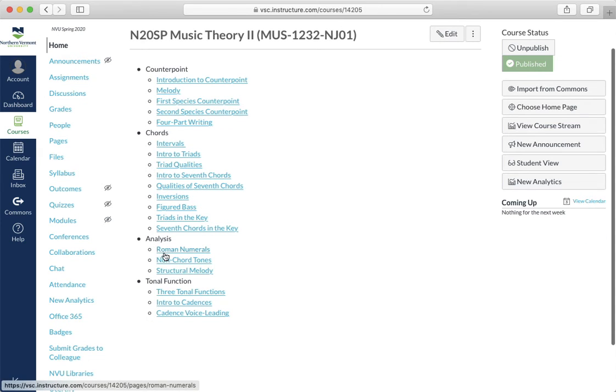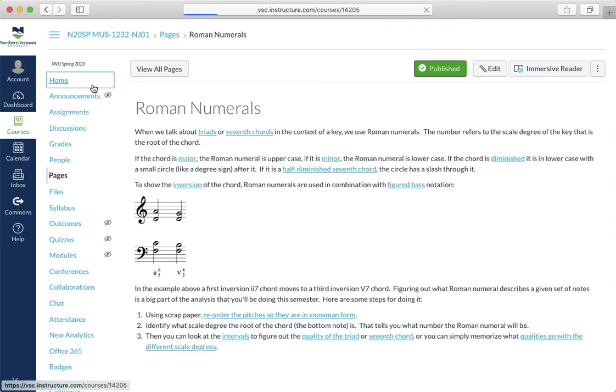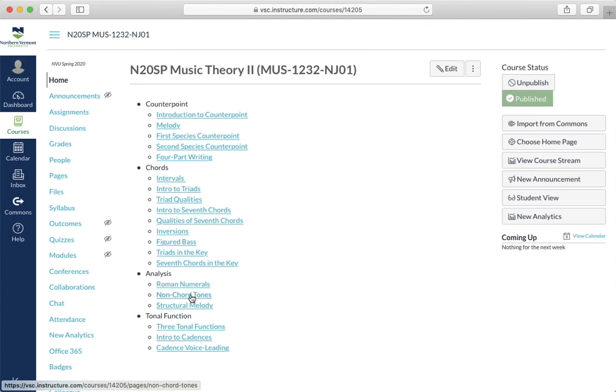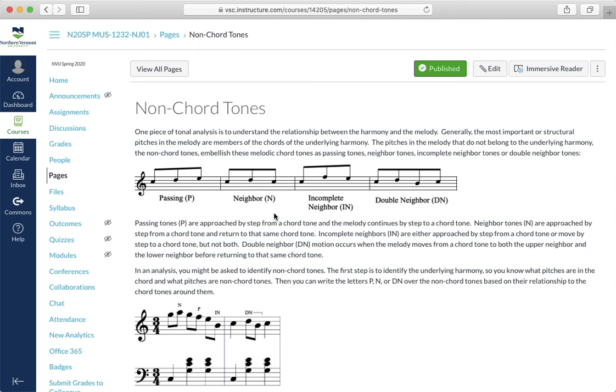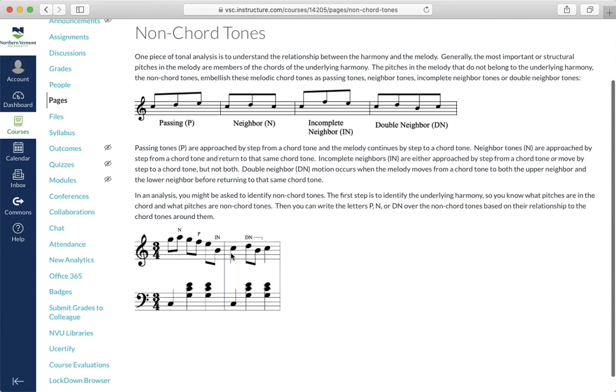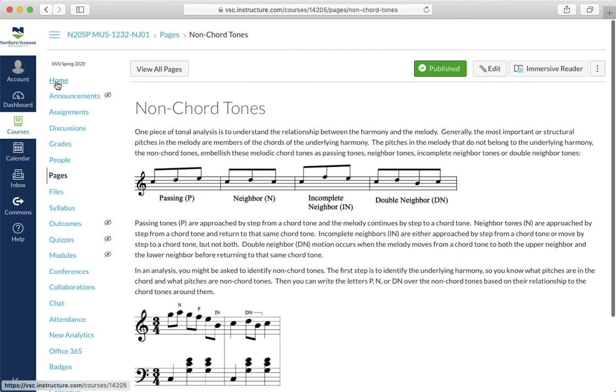A little discussion of analysis, an introduction to Roman numerals, an introduction to non-chord tones, the passing tone, the neighbor tone, the incomplete neighbor, and the double neighbor, and showing you how you would notate those when analyzing non-chord tones in a passage.